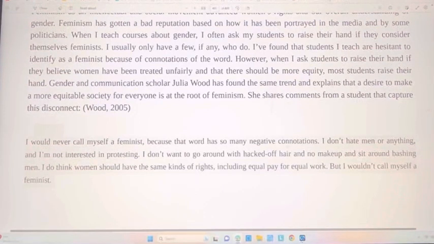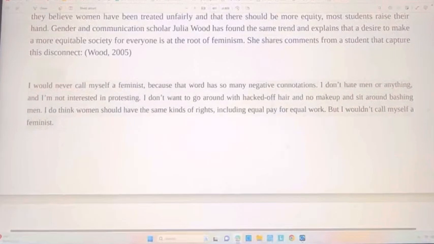She shares comments from a student that capture this disconnect. Quote, "I would never call myself a feminist because that word has so many negative connotations. I don't hate men or anything, and I'm not interested in protesting. I don't want to go around with hacked off hair and no makeup and sit around bashing men. I do think women should have the same kinds of rights, including equal pay for equal work, but I wouldn't call myself a feminist." End quote.